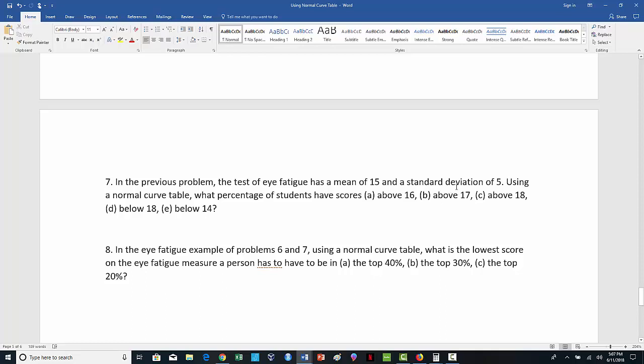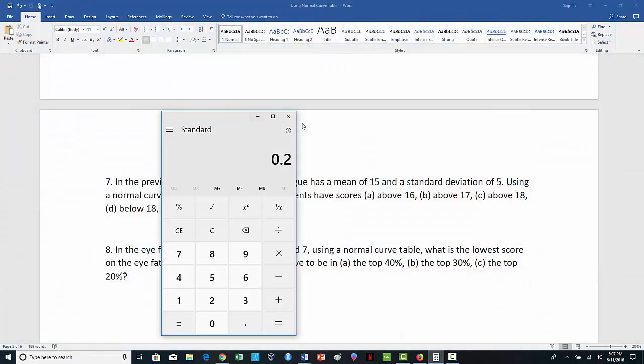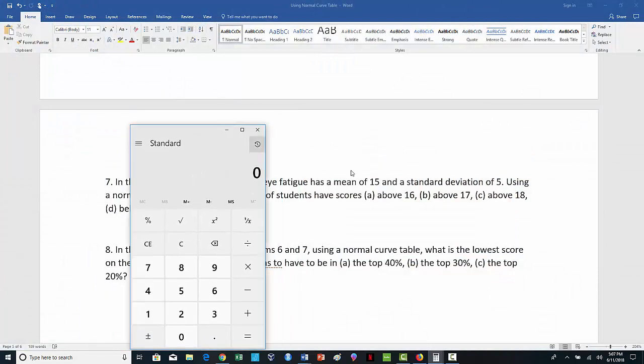Next it's asking what percentage of students have scores above a score of 17. Again, we have to figure out what the corresponding z-score is for a raw score of 17. I can do it in my head. If we go from 15, that's 2 above 15. It's 2/5 of a standard deviation. So 2 divided by 5 gives us 0.4.